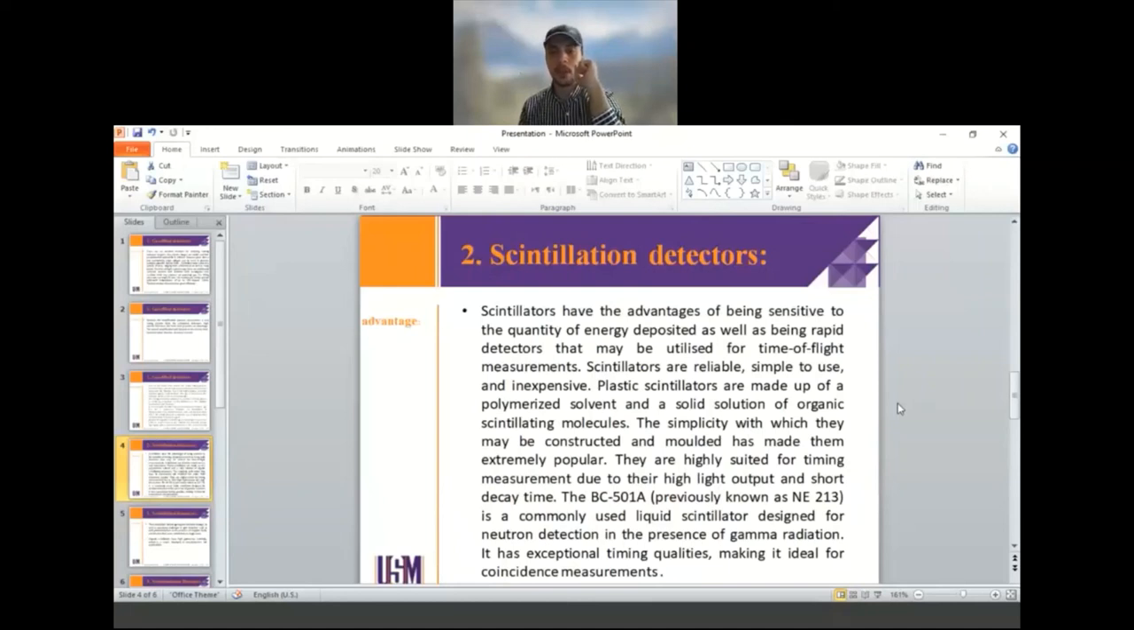NE-213, precisely known as NE-230, is a commonly used liquid scintillator for neutron detection in the presence of gamma radiation. It has exponential time qualities, making it ideal for coincidence measurement.